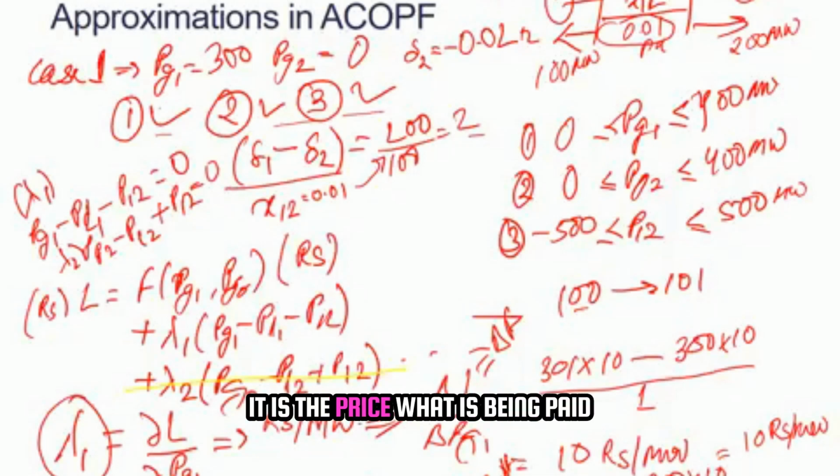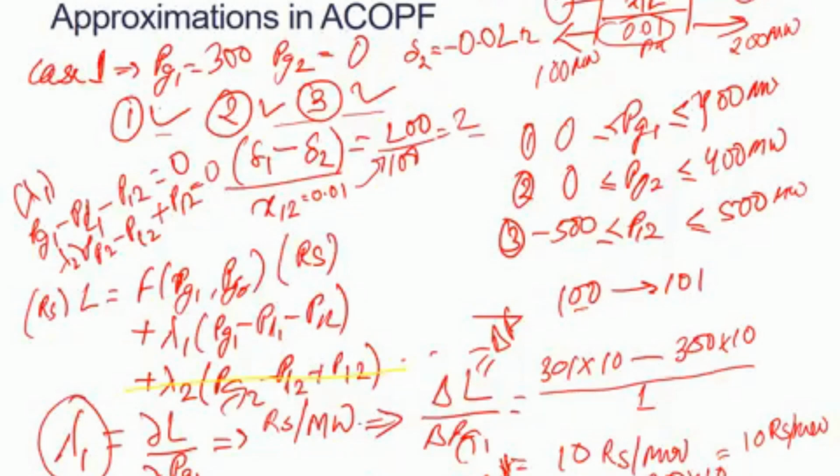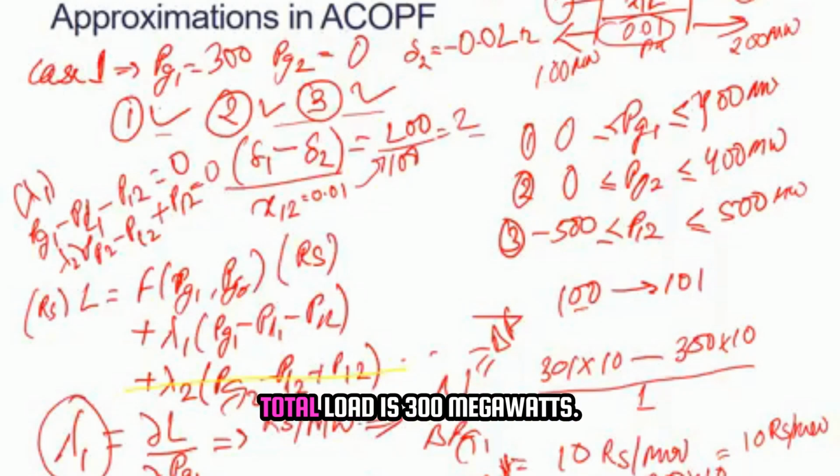So lambda is nothing but it is rupees per megawatt. It is the price paid by the loads for their consumption, and the same price will be paid to the generator for their generation. So here you can see that total load is 300 megawatt. So everyone will pay at 10 rupees because lambda 1 is also 10. Lambda 2 is also 10. So total they will be paying 300 into 10, which will be 3000 rupees.